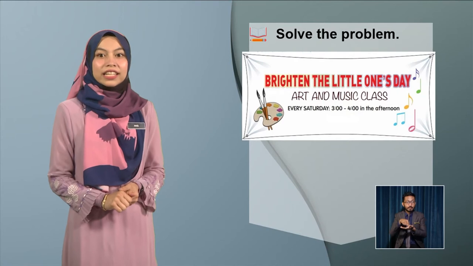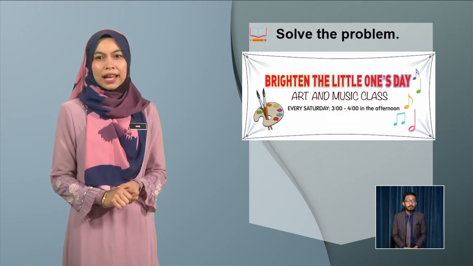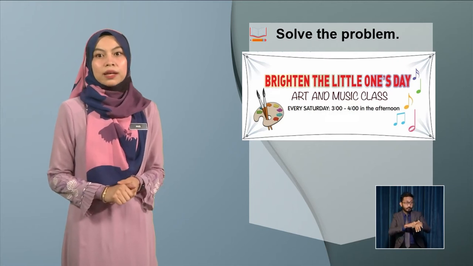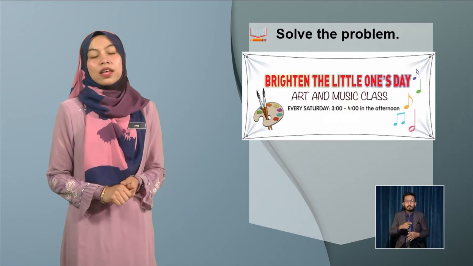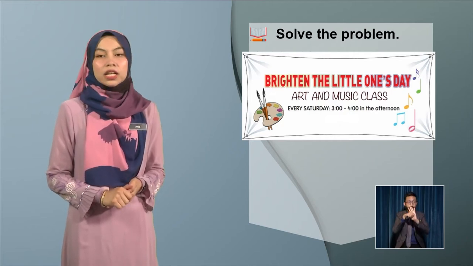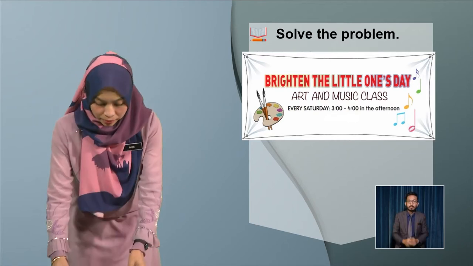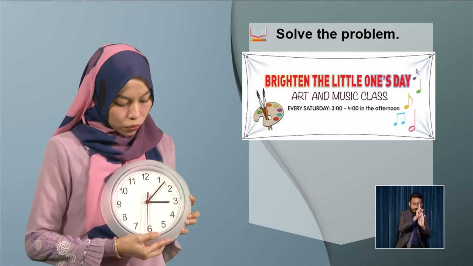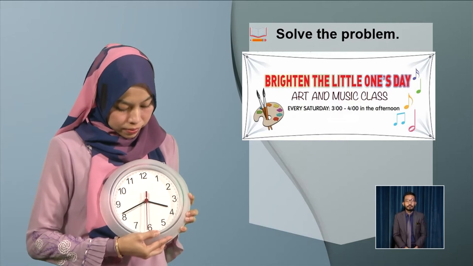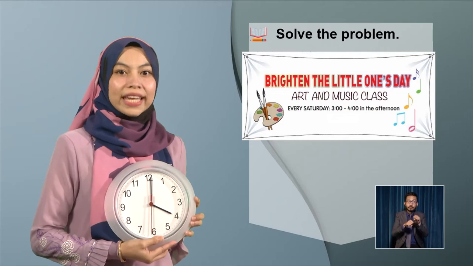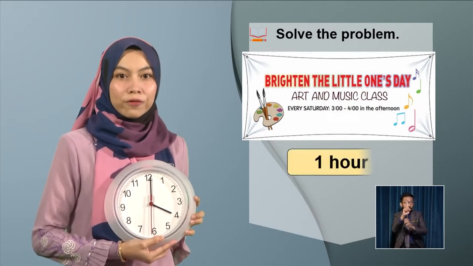Look at this picture. It shows a banner for an art and music class. This class is held every Saturday from 3 to 4 o'clock in the afternoon. How long will the little ones be in this class every Saturday? The minute hand moves one complete circle of 60 minutes. 60 minutes equals 1 hour. When the hour hand moves from 3 to 4, it is 1 hour. So they will be in the art and music class for 1 hour every Saturday.